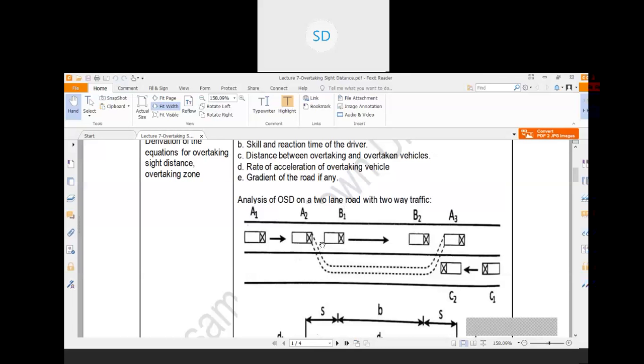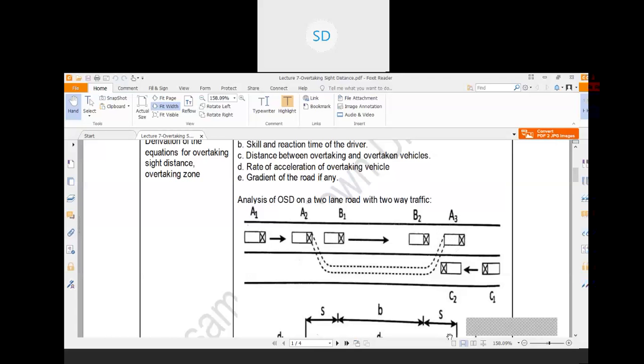Now, whenever this overtaking operation is taking place, what happens? First, vehicle A1 will follow vehicle B, adopting a lower speed, meaning a speed equal to the speed of vehicle B. It will follow vehicle B maintaining a small clear distance, that is called spacing, and it will wait for an opportunity to overtake the vehicle. After an opportunity comes up, vehicle A changes its lane, then overtakes vehicle B and again comes back to its original lane, again maintaining a small space.